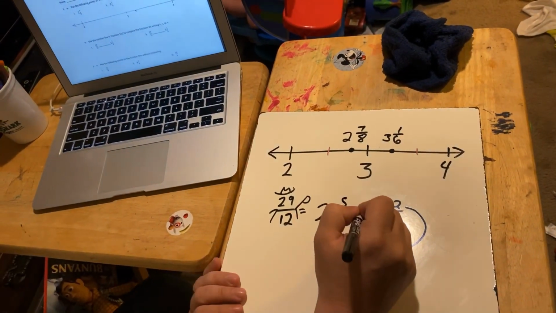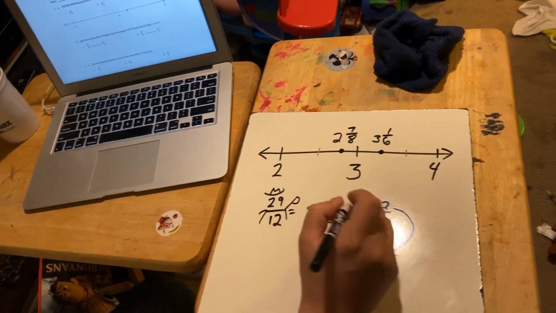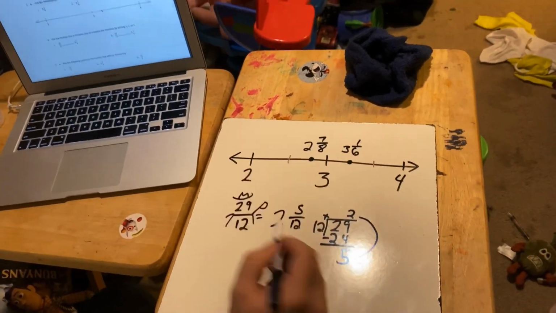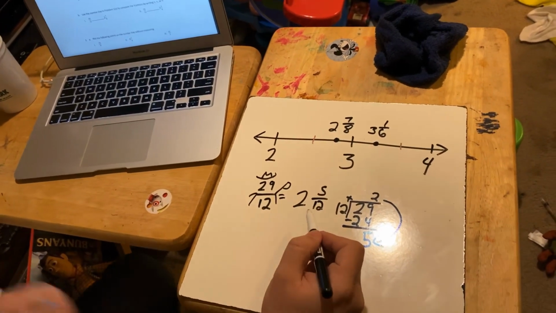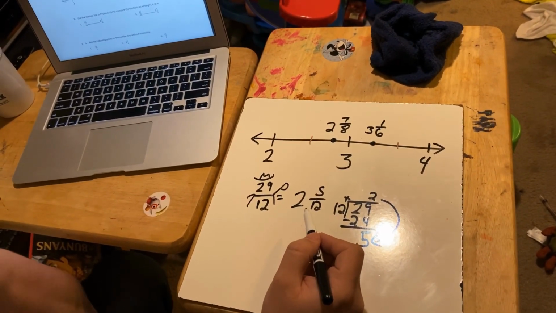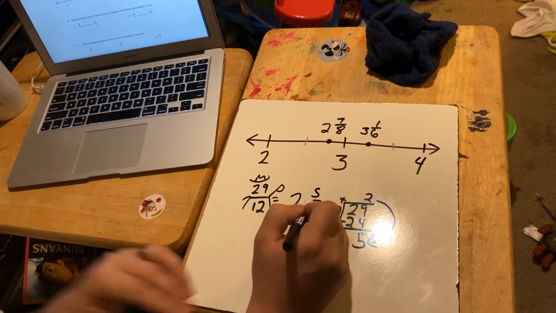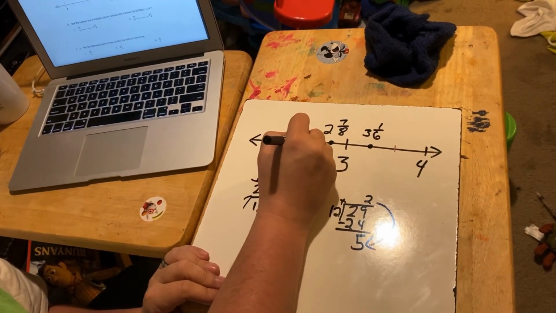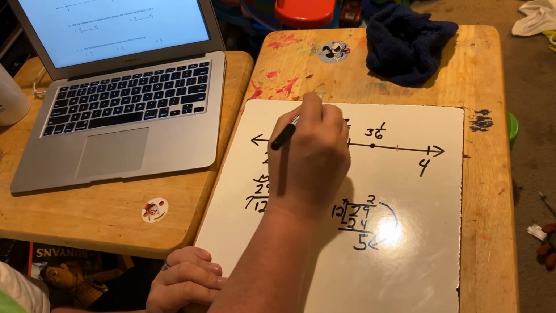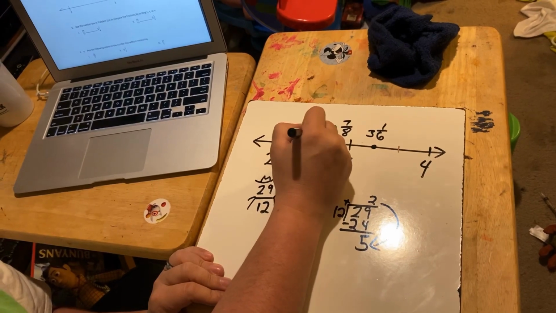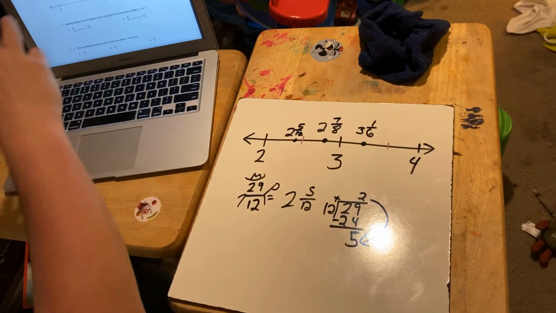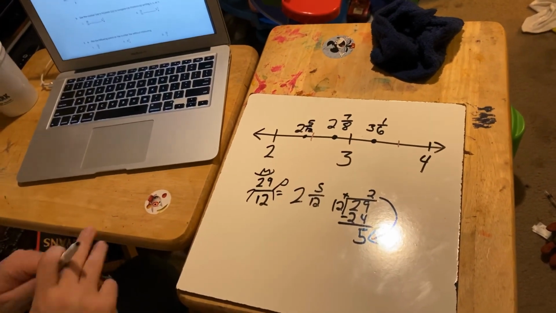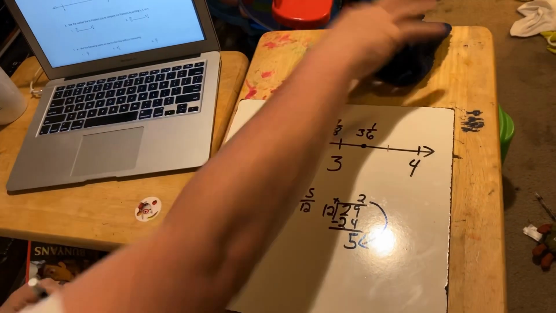twelfths. Well, now we know it's going to be less than 3, but is 5 twelfths greater than or less than 1/2? Well, I know that 6 twelfths is 1/2, and this is going to be less, so I'm going to put this right here and call this 2 5 twelfths. Now, for 1A, I have got all of my points plotted on that line.